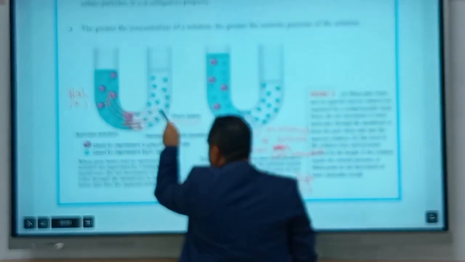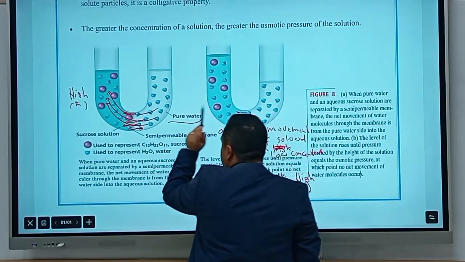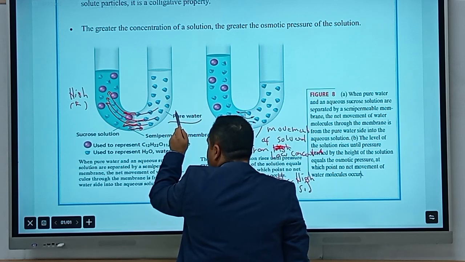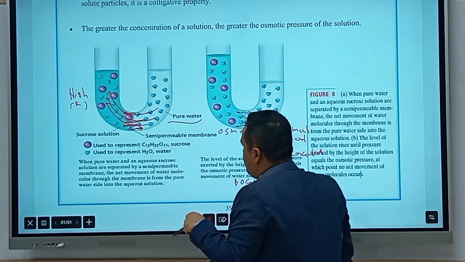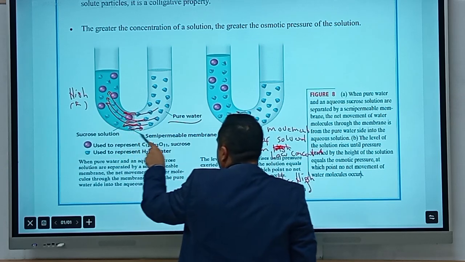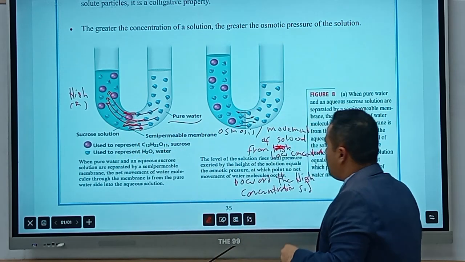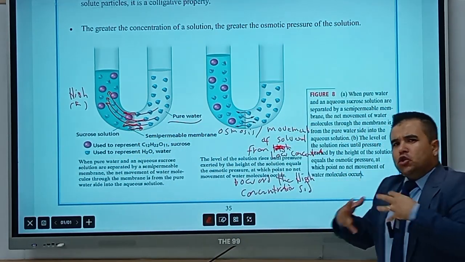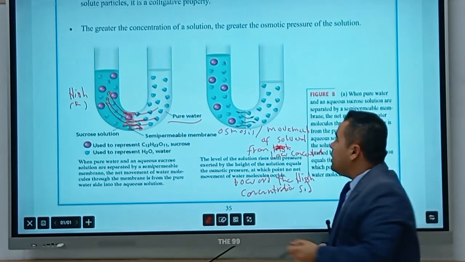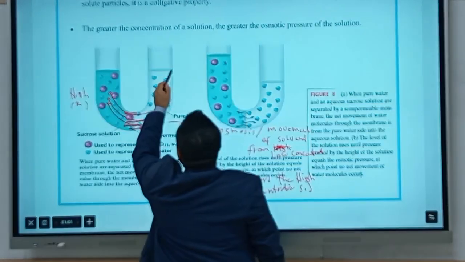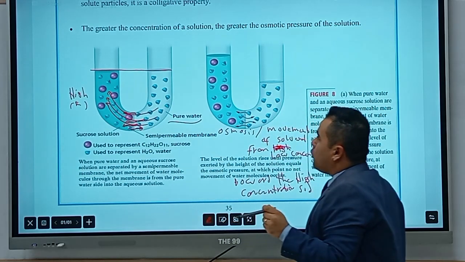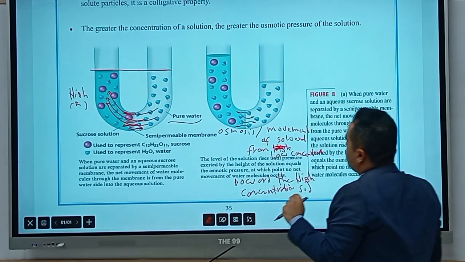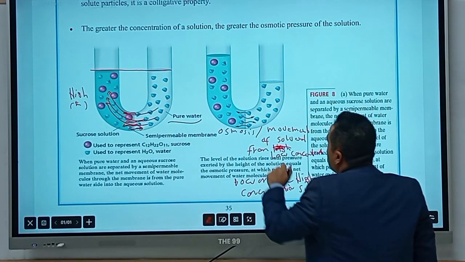And the movement of water predominates from the low concentration or the pure water toward the high concentration over the movement from the high concentration toward the lower concentration. And this movement continues, and as you can see in the first part A, we have equal levels of the two solutions, or the pure solvent with the solution.